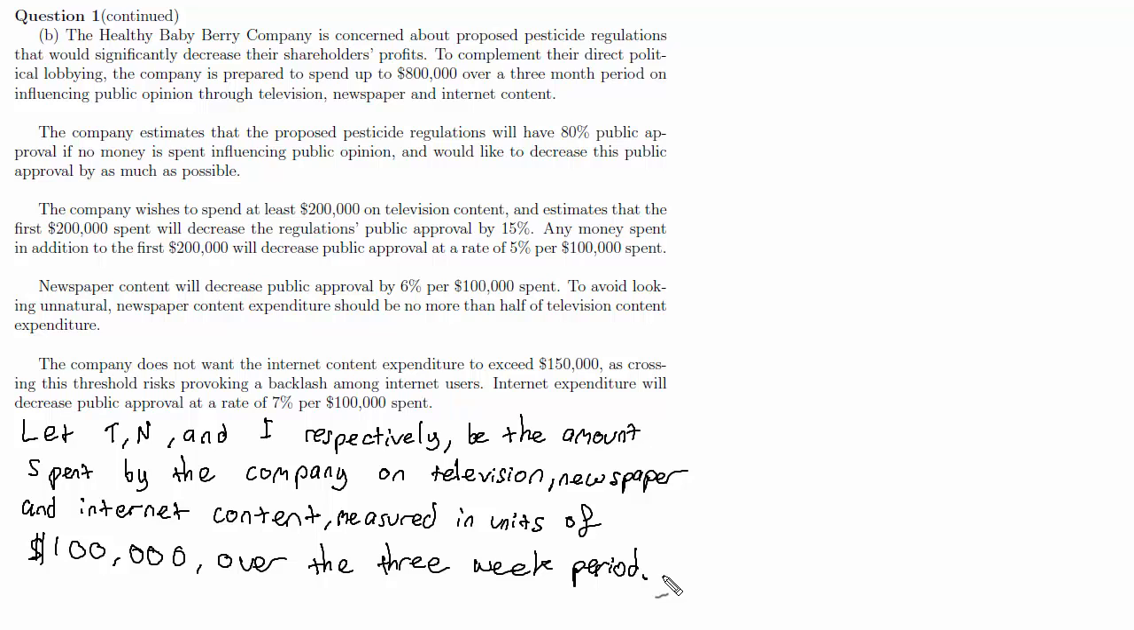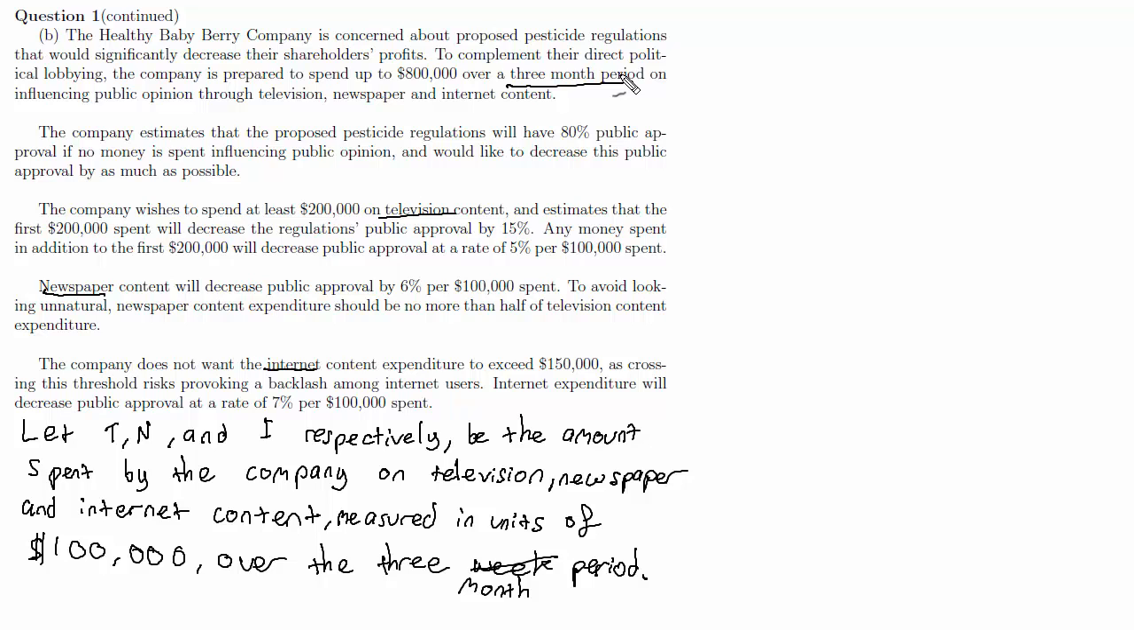The first thing is that we've taken T, N, and I to represent the amount spent on television, newspaper, and internet. The next thing is that we're working in units of $100,000. You can see that here, here, and down here. And the last thing is that we're working in a, no mistake, that should be 3-month period, which we get from up here.